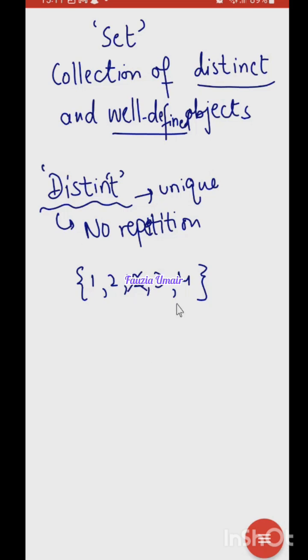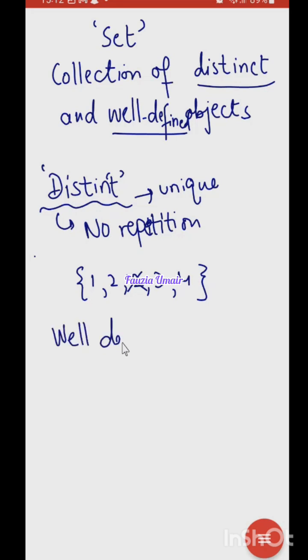ठीक है, ये rule है. इस set में repetition नहीं होती. Even if the number is coming 2 times, you should be writing that number only once. ठीक है? So there should not be any repetition in the set. ठीक है? So that's why we are saying a set is a collection of distinct elements. ठीक है? So now the second keyword is well defined.